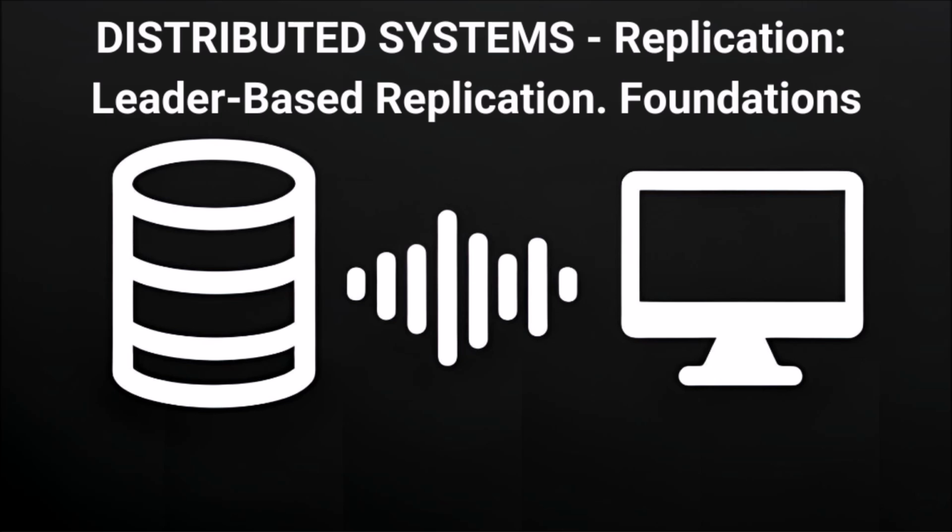All right, so you get a stable point-in-time snapshot. What next? Ship it over to the new machine. Exactly. You copy that snapshot data over to the node that will become the new follower.